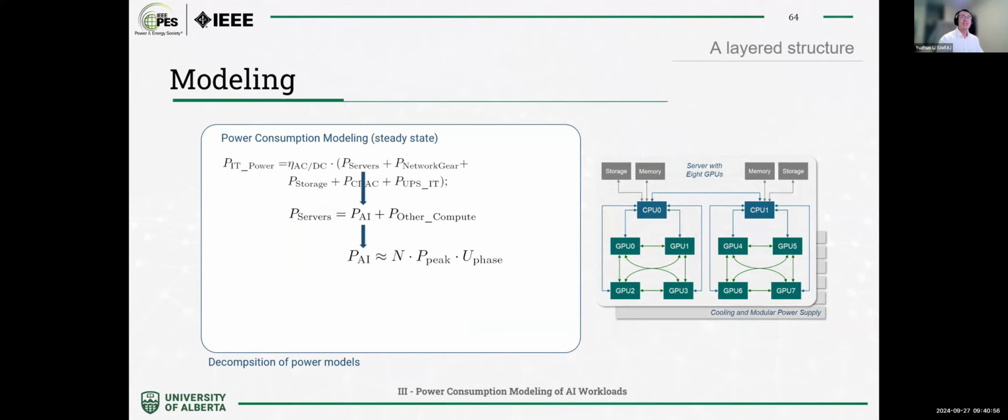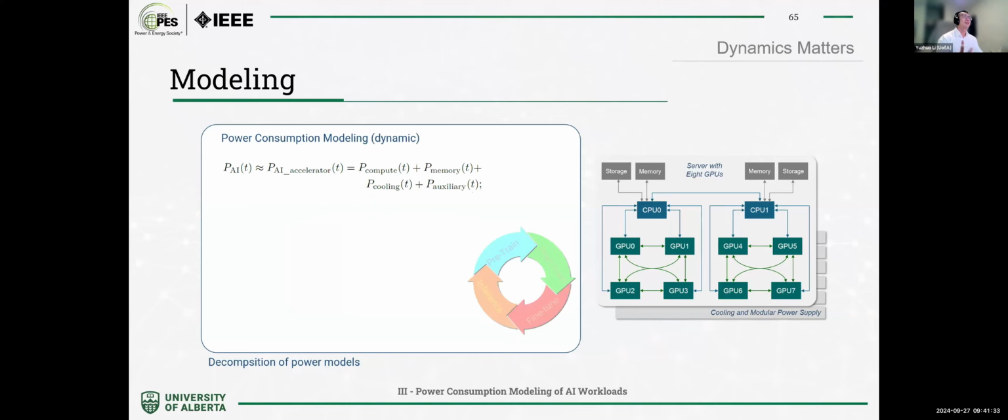For the AI side in a steady state, we can use a rough equation to describe it. We use N as the number of AI accelerators, normally GPUs, and the peak power, normally defined as very close to the TDP. The phase means we can separate it as a factor based on pre-training, post-training, fine-tuning, or inference. So this gives us the steady state, but this is clearly not enough, right?